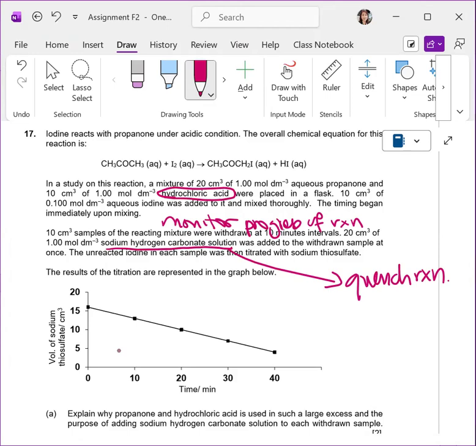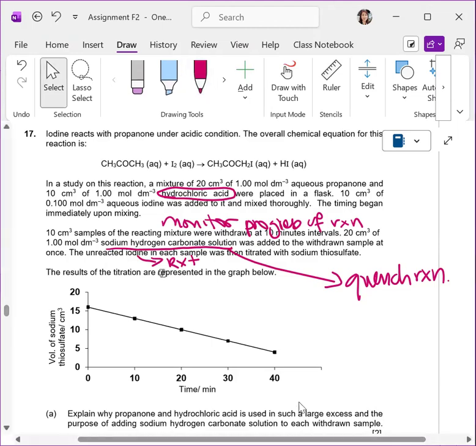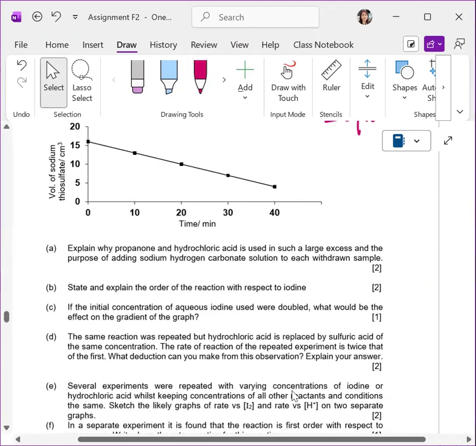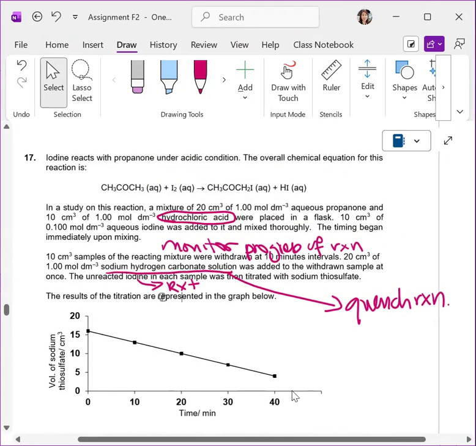All right, so after that, we take our sample and look at the unreacted iodine. Iodine here is a reactant. So we will expect that with time, there should be less and less iodine. That's what we are seeing in the graph. It's a decreasing graph, right? Okay, so next.